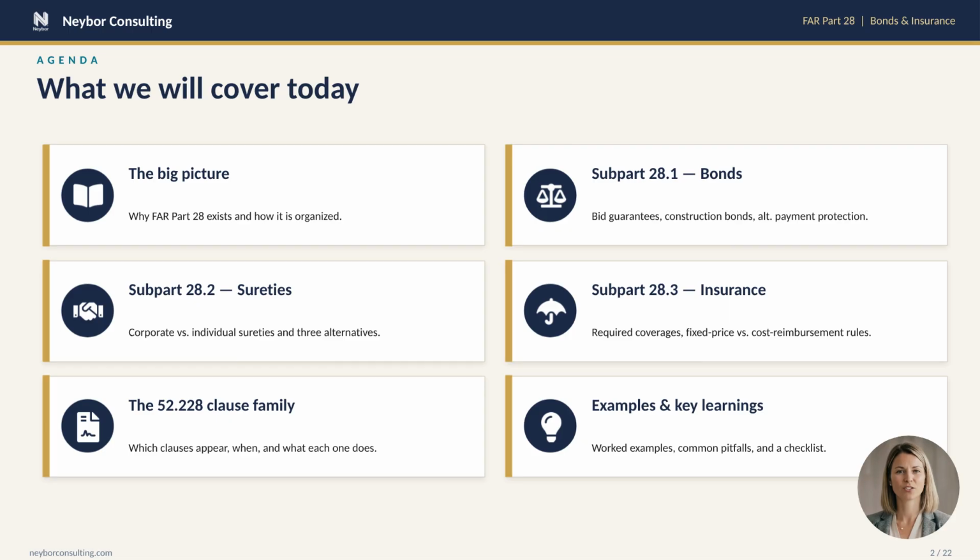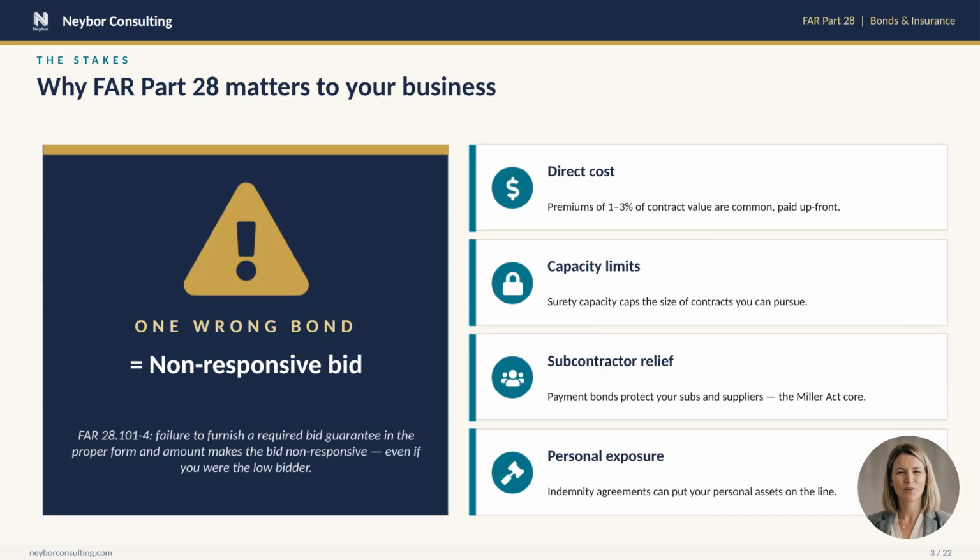Then we'll cover Subpart 28.3, insurance, including the special rules for cost-reimbursement contracts and the Defense Base Act for overseas work. We'll close with the 52.228 clause family, real-world examples, key takeaways, and a checklist you can take back to your team. So why does this matter?